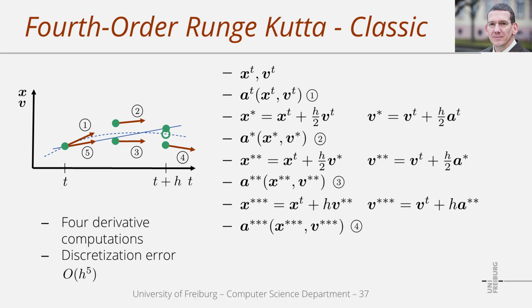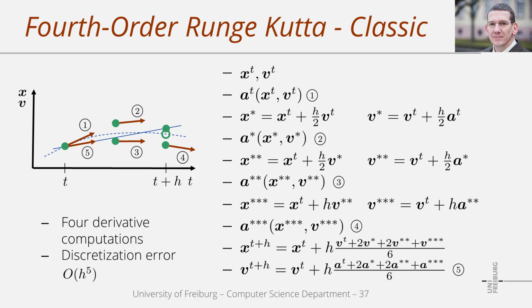Now we are prepared for the final Euler update. In this final Euler update, we use a combination of the 4 computed derivatives to get from t to t plus h, and the resulting values are the final result of this Runge-Kutta scheme. As you can see, we need to compute 4 derivatives, in particular 4 accelerations. This means that fourth-order Runge-Kutta schemes are 4 times as expensive to compute compared to an Euler update.